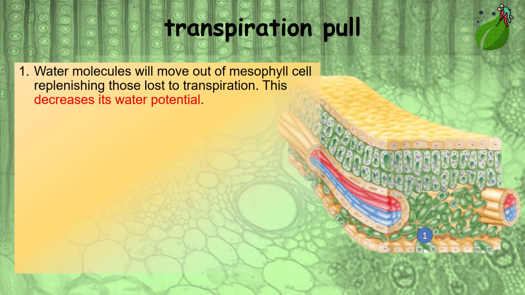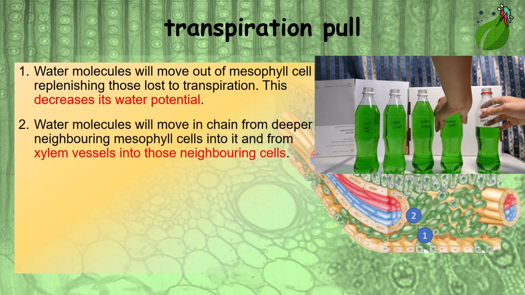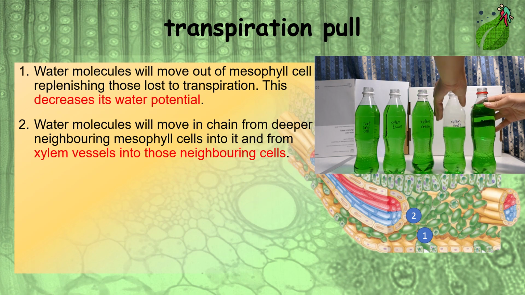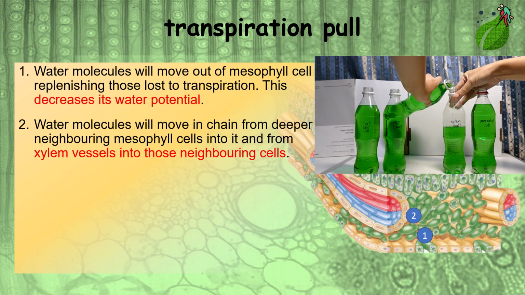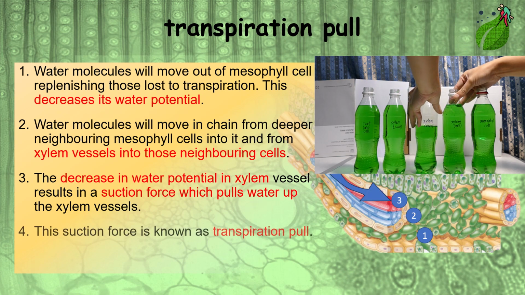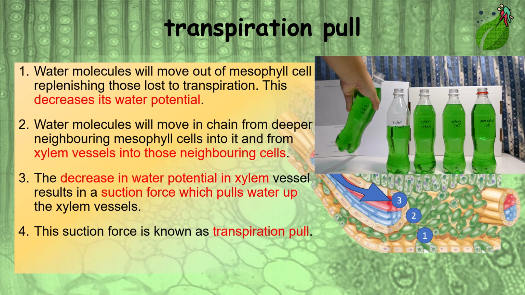Due to transpiration, water has to move out of the mesophyll cells to replenish the thin film of moisture. This decreases the water potential of the mesophyll cells. As a result, water molecules will move in a chain from deeper neighboring mesophyll cells into them and from xylem vessels into those neighboring cells. This decreases the water potential in the xylem vessel, resulting in a suction force that pulls water up the xylem vessels. This suction force is known as transpiration pull.